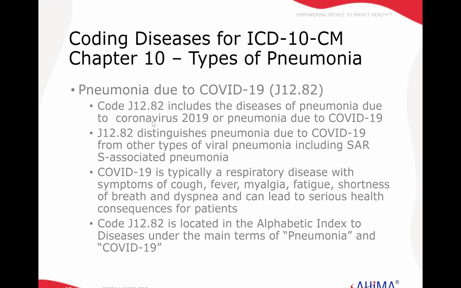SARS-associated pneumonia. And of course, everybody knows about the different manifestations of COVID-19. If you've been paying attention to the news, it can cause cough, fever, malaise, fatigue, shortness of breath, all these unpleasant things. And the way you would find it is go in the alphabetic index, main term, pneumonia, and then COVID-19, and it'll direct you to J12.82.